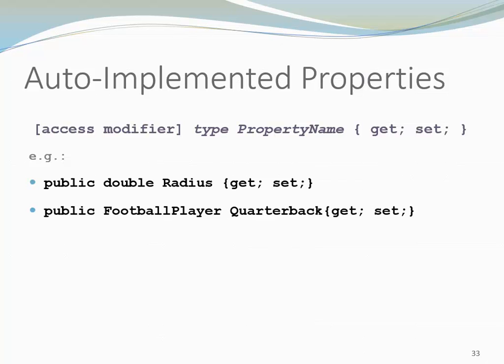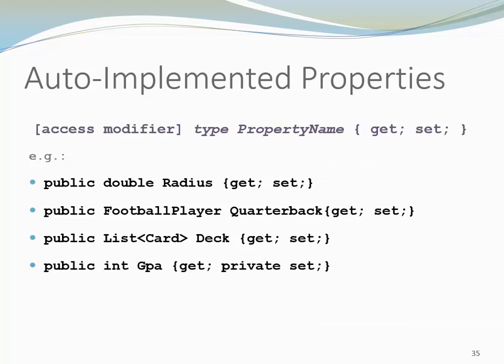We could also use our own type. Let's say I have a FootballPlayer type, and I'm creating a quarterback of type FootballPlayer. I could also have a generic type, like a list of cards. This is my deck. I could also have a restricted setter. For example, a public GPA with a private set. I could also have a get only. This is possible since C# 6.0. Before that, both get and set had to be specified in an auto-implemented property.